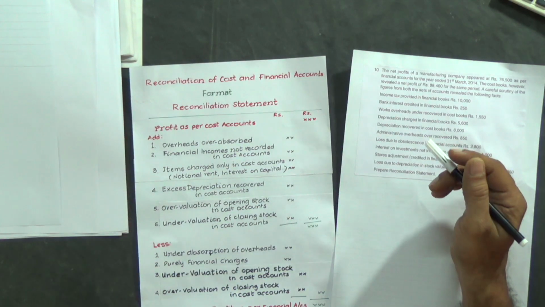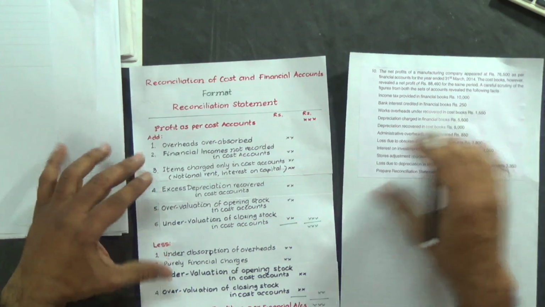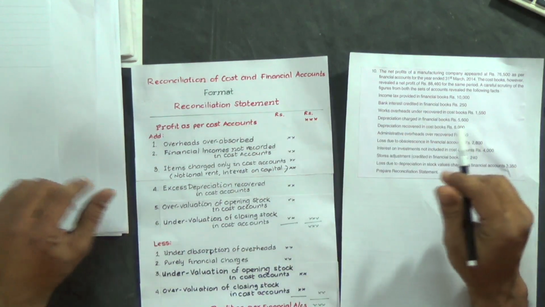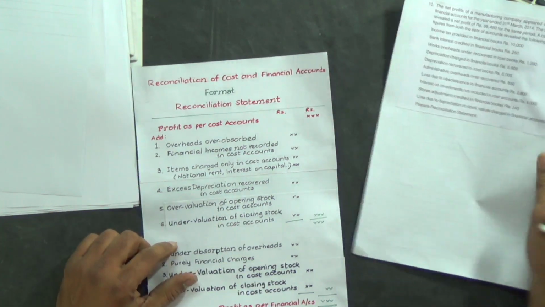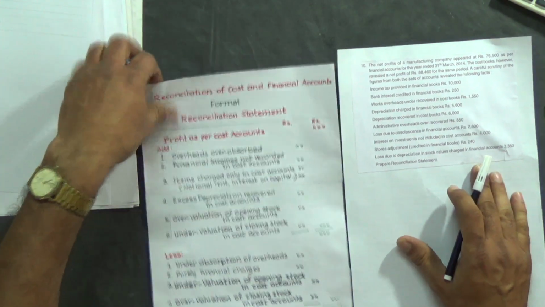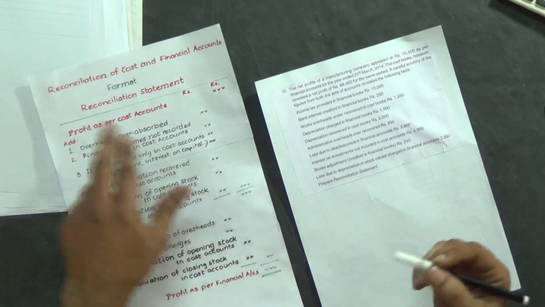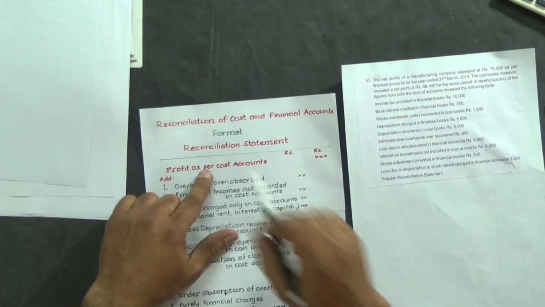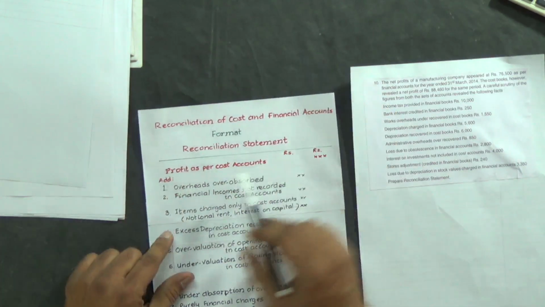So it's not a matter of what we add or delete; we'll have to know what to add and what to delete. This format is going to help us know that. With the help of this format, let us see how easily we can work this problem. First, the template. This is the one: reconciliation of cost and financial accounts. You won't have to write the format in the exam, just this much: reconciliation statement.